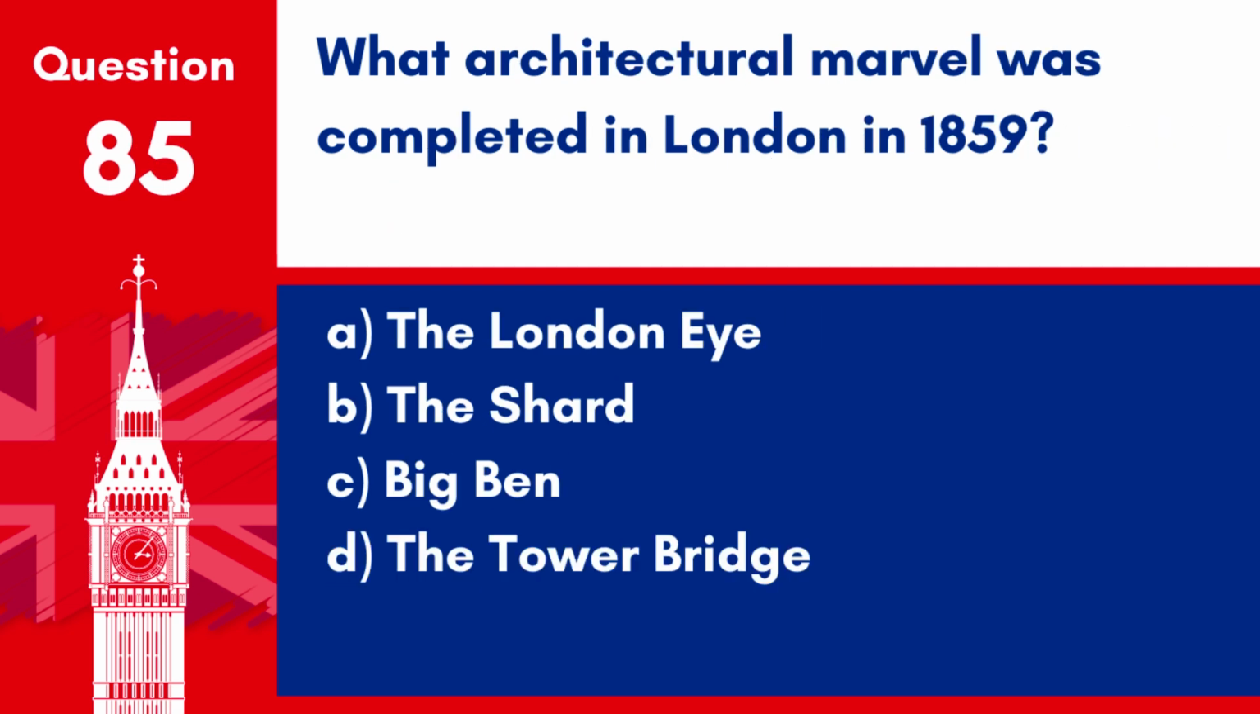Question 85. What architectural marvel was completed in London in 1859? A. The London Eye. B. The Shard. C. Big Ben. D. The Tower Bridge. Answer: C. Big Ben. Big Ben, the nickname for the great bell of the clock at the north end of the Palace of Westminster in London, was completed in 1859.